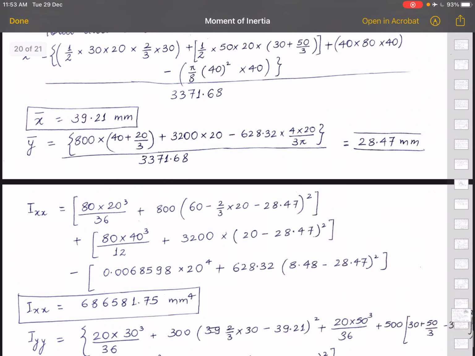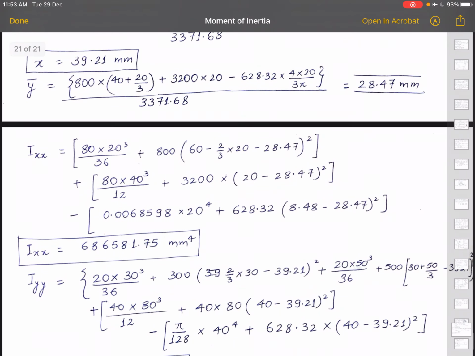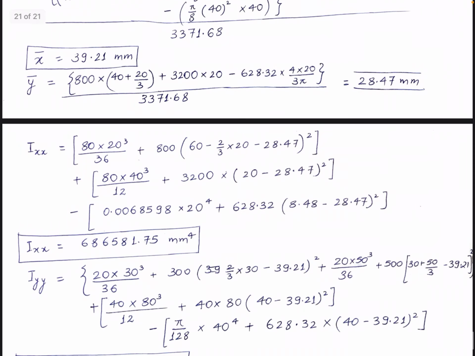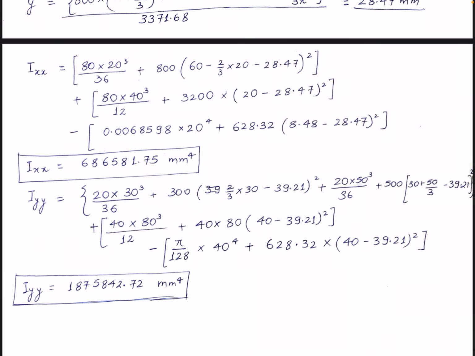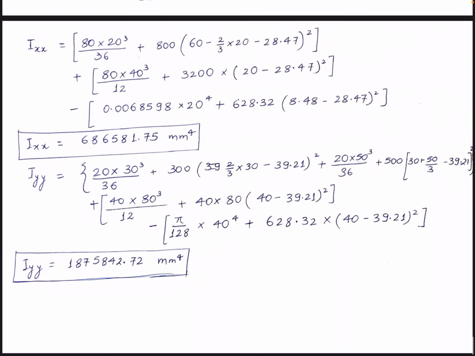So I am showing you the solution. So x bar is calculated, y bar we have calculated. Simply you have to put in the values of Ixx and Iyy, so you will get these values.